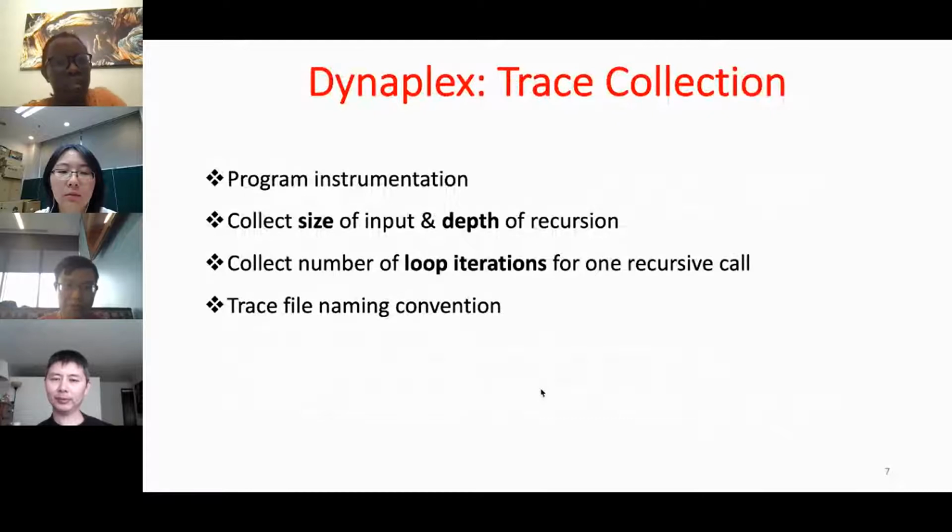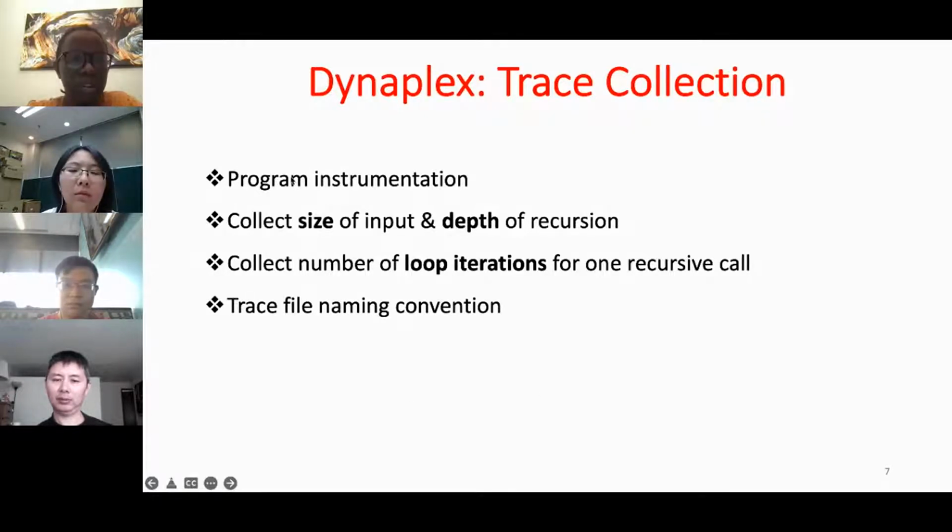As I said, Dynaplex works on execution traces. So one of the most important parts of the analysis is trace collection. We instrument the program to analyze, and we instrument it to collect the size of input and the depth of recursion at each recursive iteration. We also collect the number of loop iterations for one recursive call. These traces are saved in files using a file naming convention explained on the GitHub.